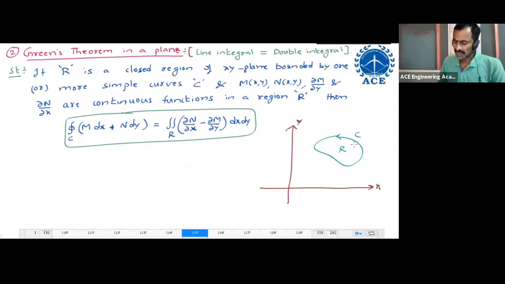R is a closed region of the xy plane bounded by one or more simple curves only. Then the value of the line integral along a closed curve is also the same as the double integral over the plane region. So if you are asked to find this line integral, we can write it in terms of a double integral. Sometimes the evaluation using the double integral will be simple. That is why we are using this theorem. Especially we use this theorem only for closed curves. If it is not a closed curve, this is not applicable. Okay, let us do the problems on this.